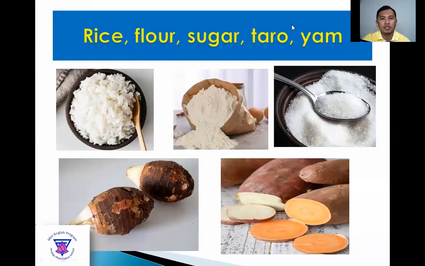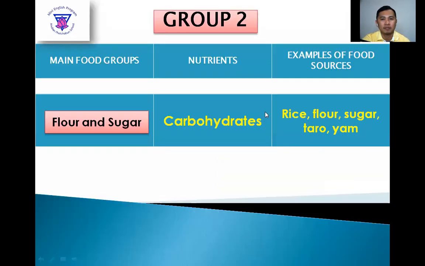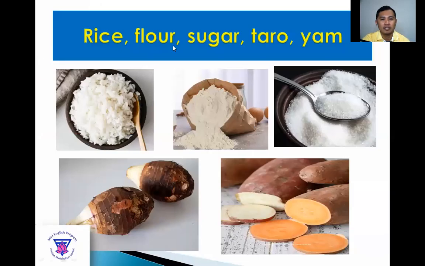All right, so this one, students. Next, these are the examples of the food sources of flour and sugar. There you are: rice. We have rice, flour, sugar, white sugar. We also have brown sugar, and of course taro and yam, or the sweet potato. Now let's move on to the next page.